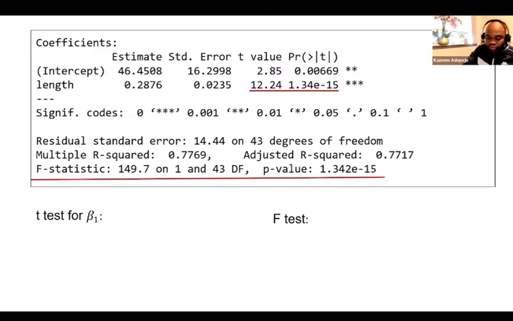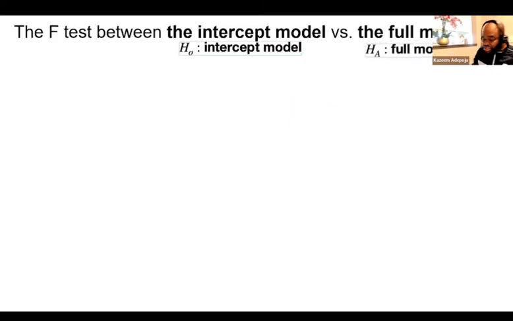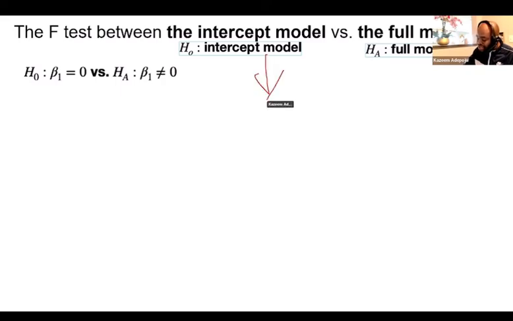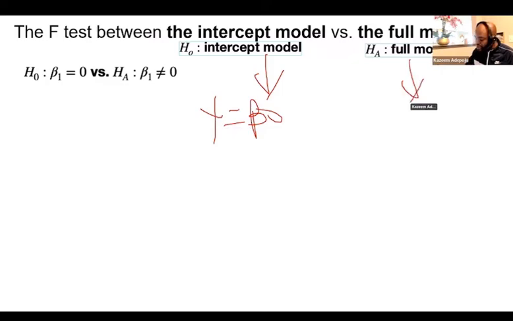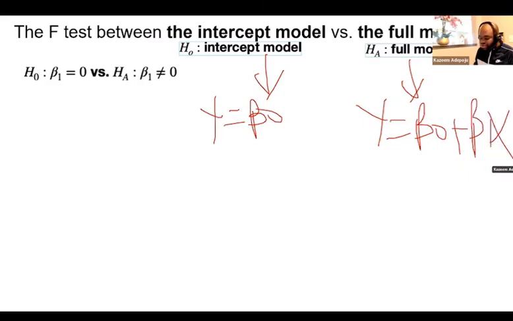Now, if I really want to walk you through that properly, under the null hypothesis I'm trying to say the intercept model is fantastic. This is what I'm actually testing. When I'm using the F-test, I want to test between the intercept model and the full model. The intercept model is more or less like y, the response, equal to beta naught, while the full model says a relationship exists. Take a look at that.